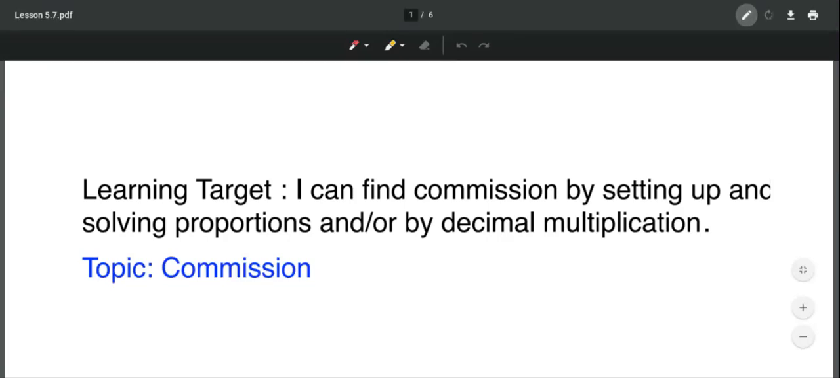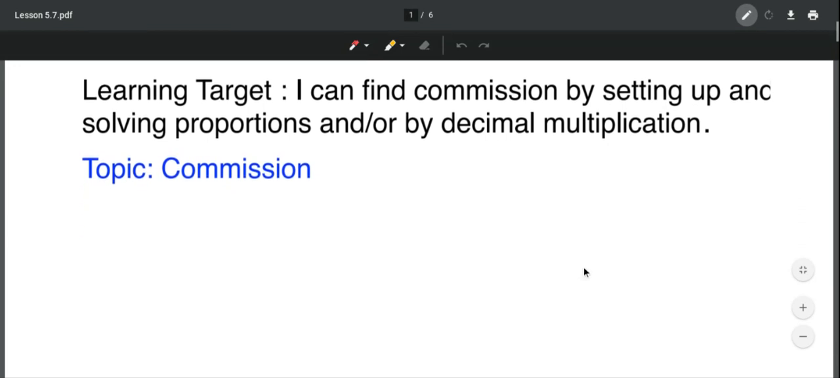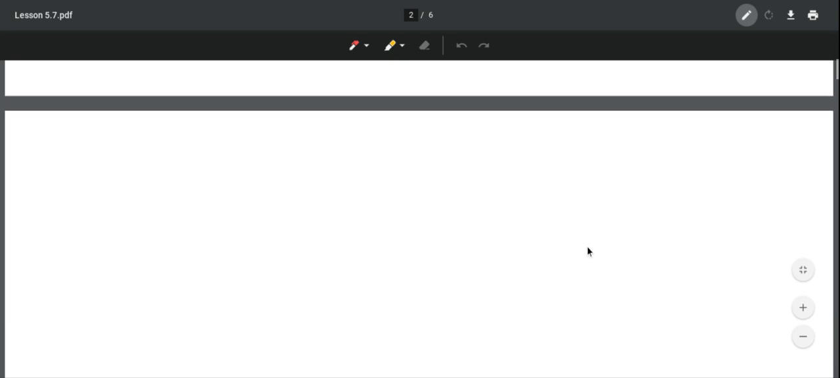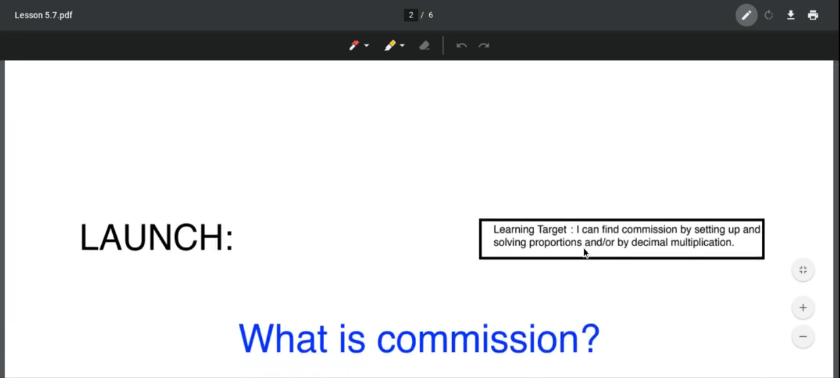Hello, boys and girls. In lesson 5.7, we will be able to find commission by setting up and solving proportions and/or by decimal multiplication. So let's take a look at what commission is. What is commission?